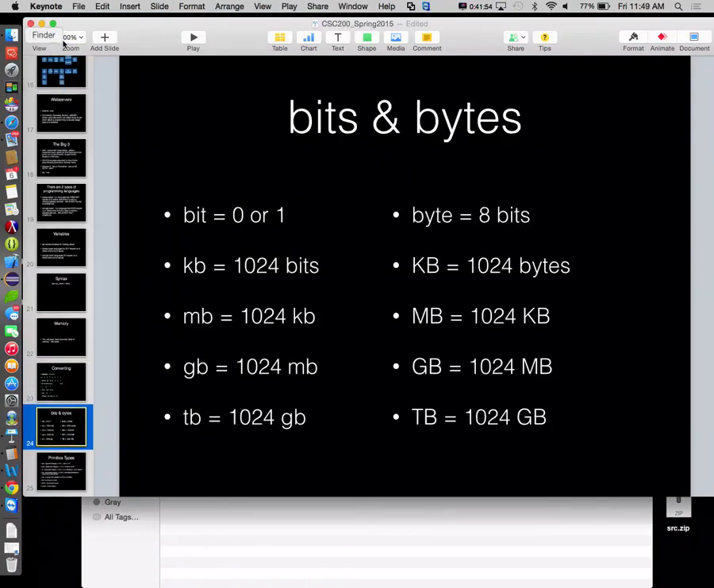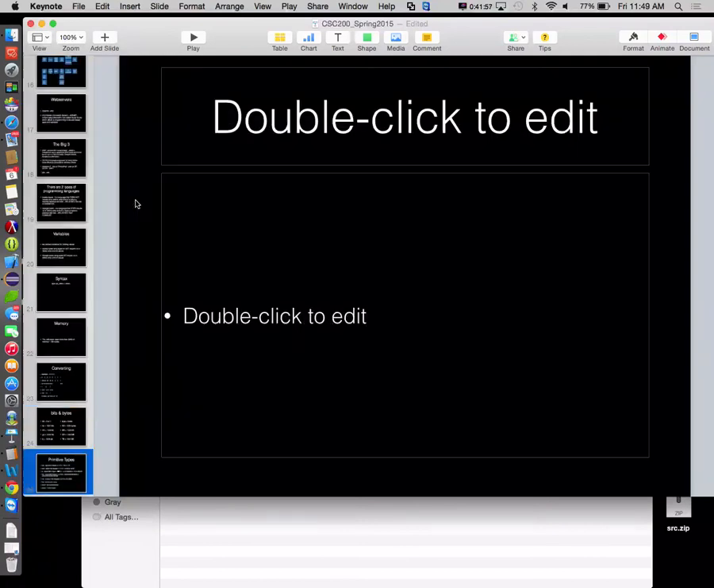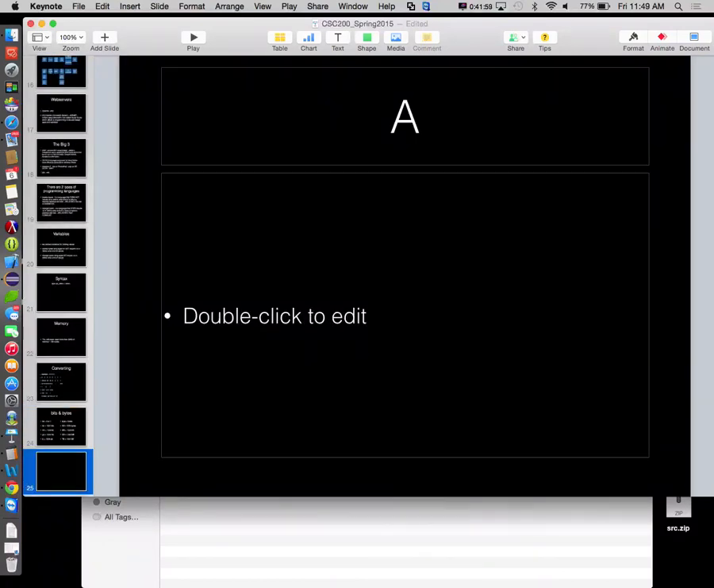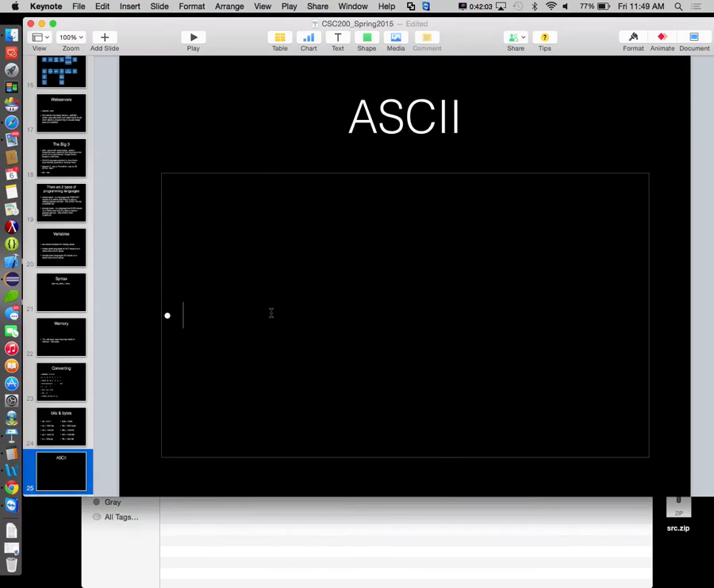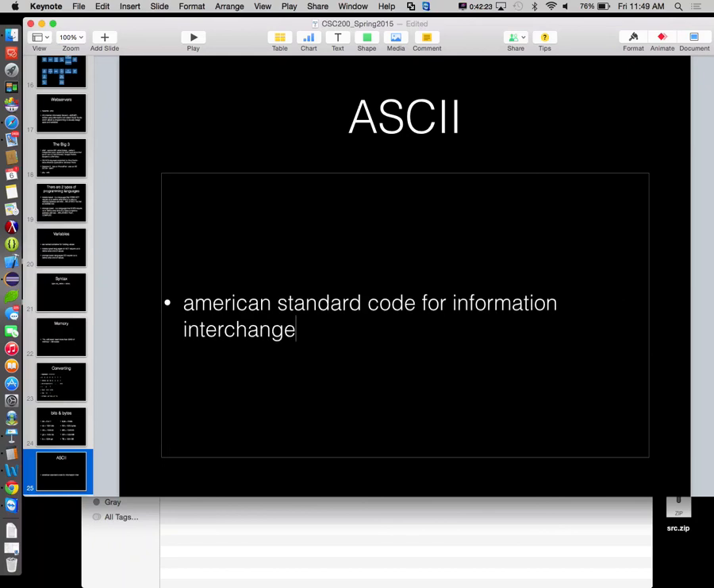So, how many of you have heard of ASCII? Just talked about that in 150? Or you just heard of it before? Okay. What does ASCII stand for? Let's start with that. Not overly important, but if you happen to know it. So this is the American Standard Code for Information Interchange.